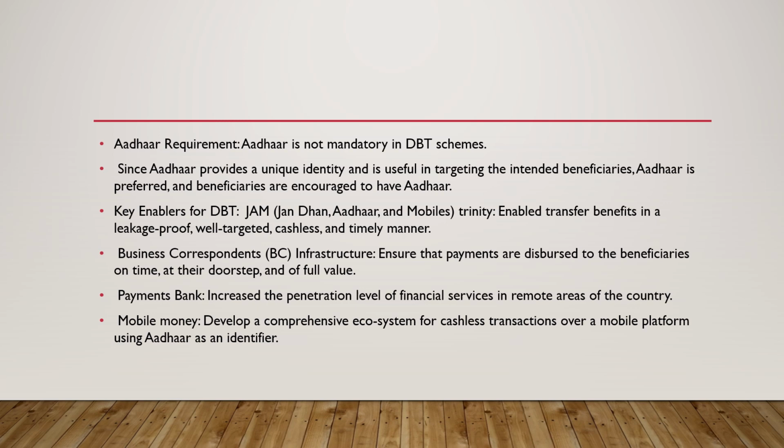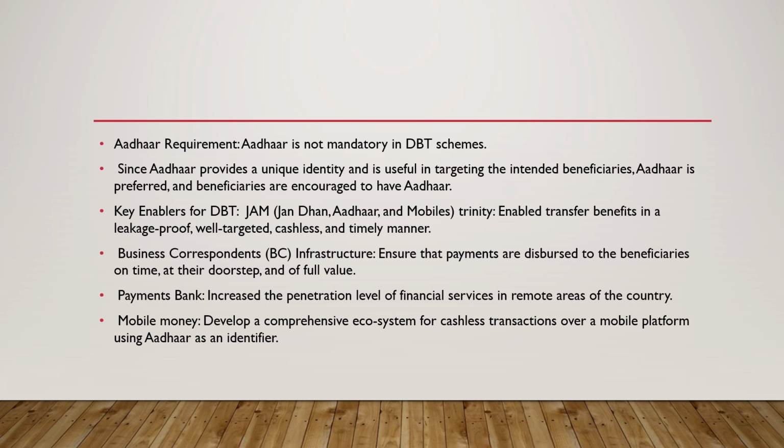Aadhaar is preferred and beneficiaries are encouraged to have Aadhaar. Key enablers for DBT are JAM, which is the Jan Dhan Aadhaar Mobile trinity, which enables transferred benefits in a leakage-proof, well-targeted, cashless, and timely manner. Also, business correspondent infrastructure ensures that payments are disbursed to the beneficiaries on time, at their doorstep, and of full value.